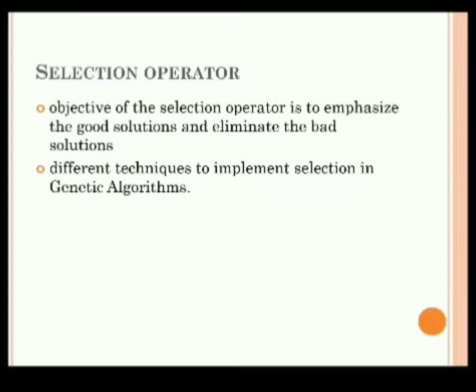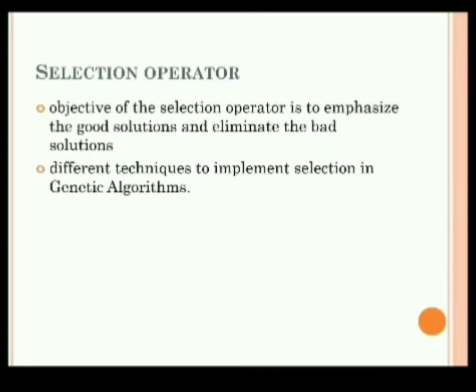What is selection? The selection operator is the process that determines which solutions are to be preserved and allowed to reproduce, and which ones deserve to die out. The primary objective of the selection operator is to emphasize the good solutions and eliminate the bad solutions in a population while keeping the population size constant. Selecting the best and discarding the rest is the main aim of the selection operator.